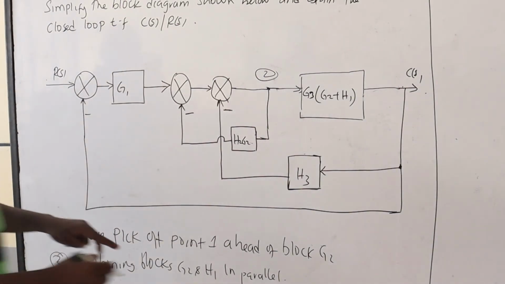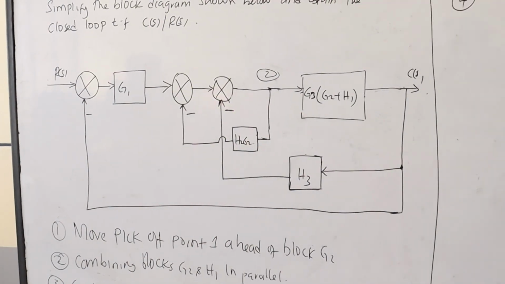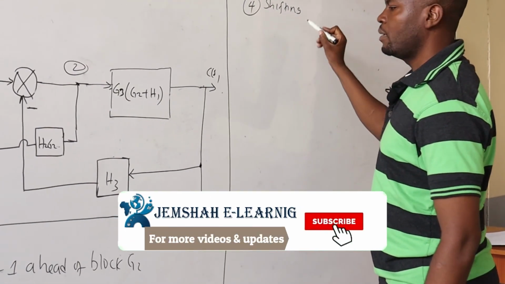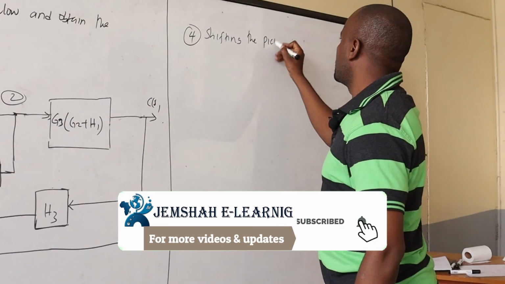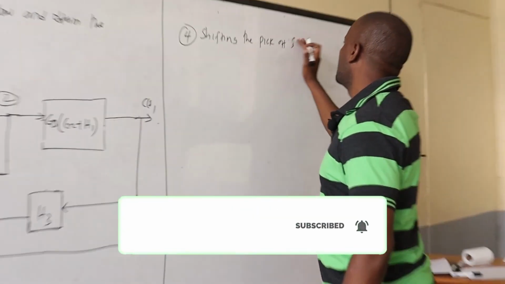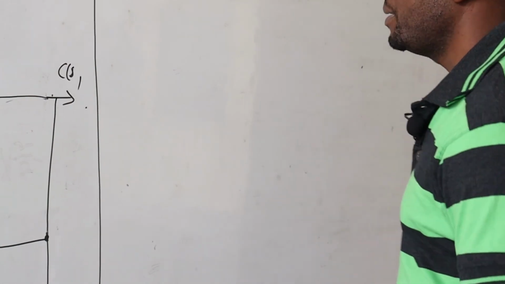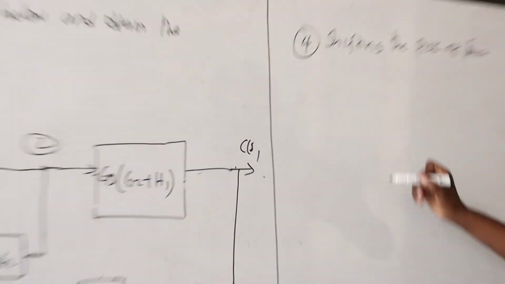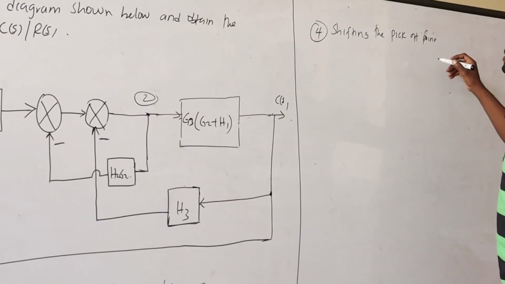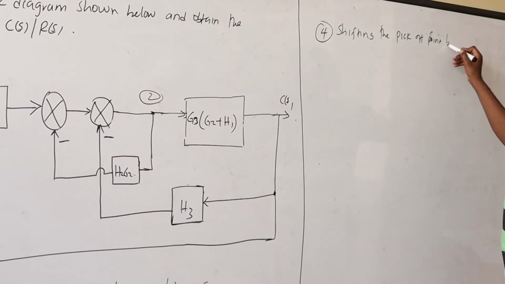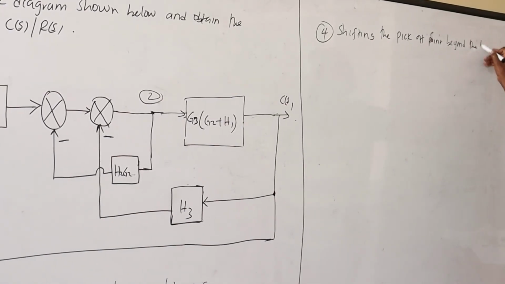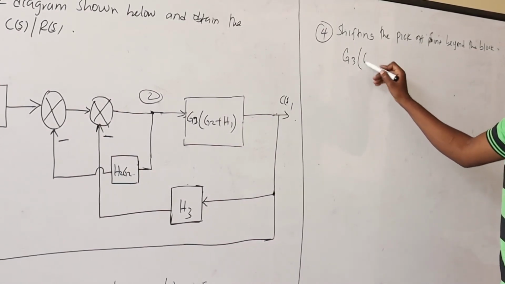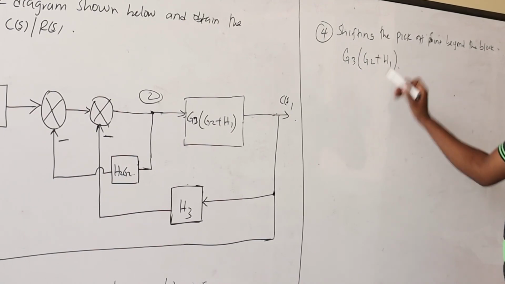So the fourth one here is shifting the pick off point. We are going to shift this point 2 so that it comes to that. So shifting the pick off point beyond the block G3 into G2 plus H1. So we are going to shift it beyond that block.